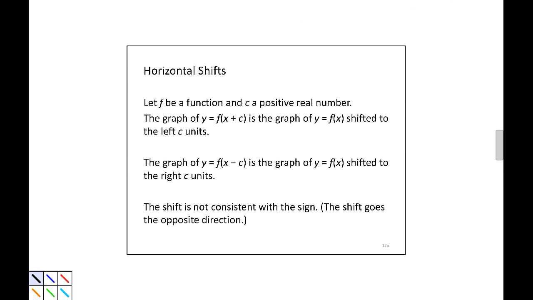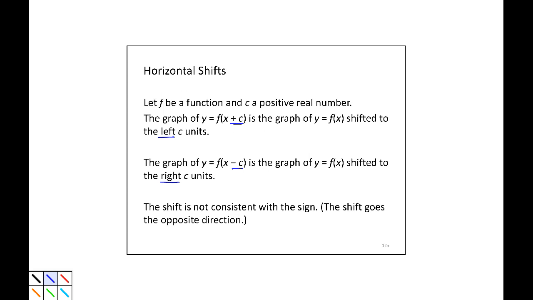Let f be a function and c be a positive real number. The graph of y equals f of (x plus c), now the x plus c is inside the parentheses, is the graph of y equals f of x shifted to the left c units. So notice we have a plus c on the inside there, and we're shifting to the left. The graph of y equals f of (x minus c) is the graph of y equals f of x shifted to the right c units. So again, minus c means we're shifting to the right.